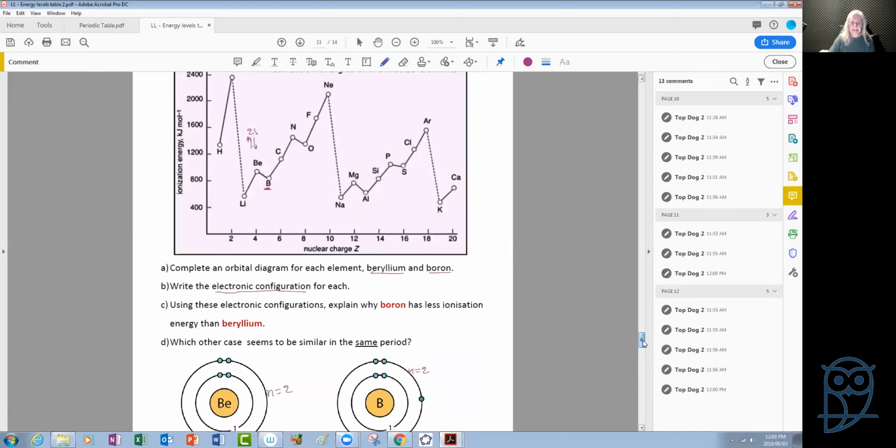Which other case seems to be similar in the same period? Well, obviously, another case that seems to be similar is between nitrogen and oxygen. They don't ask us to discuss it, but let us discuss why. And in order for us to discuss it, let's also draw the electronic configurations and the orbitals of these 2, nitrogen and oxygen, and see what is the problem.